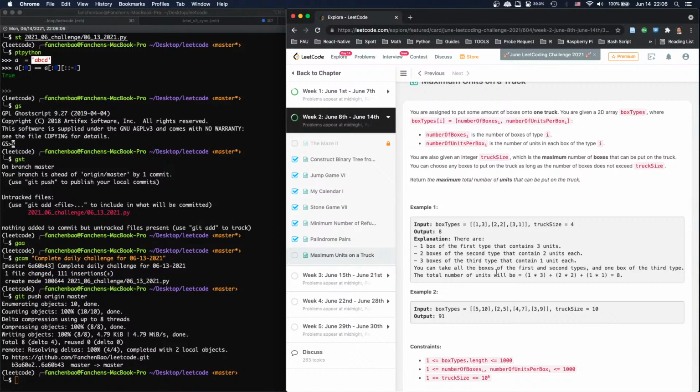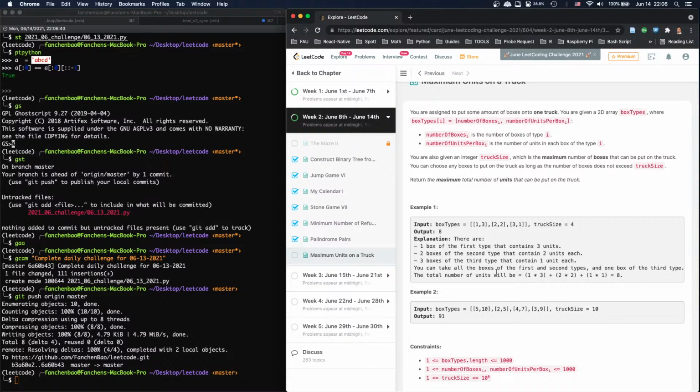Knapsack. Do you remember how to solve a knapsack? Input, truck size is 10, right? So we say you can put any number. How do you solve a knapsack? It's dynamic programming, right?